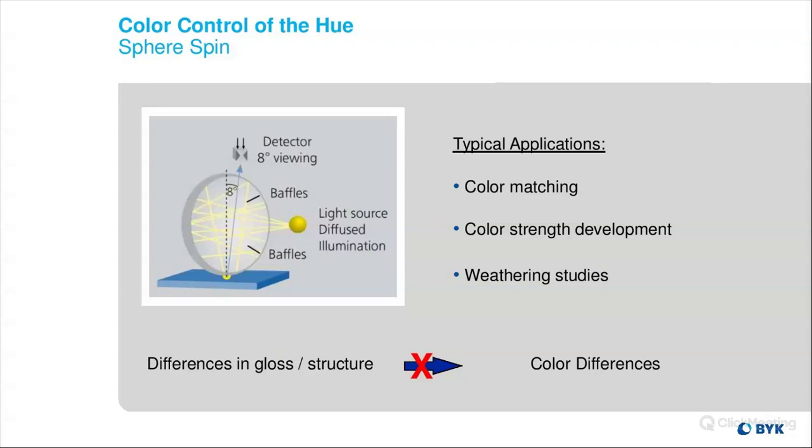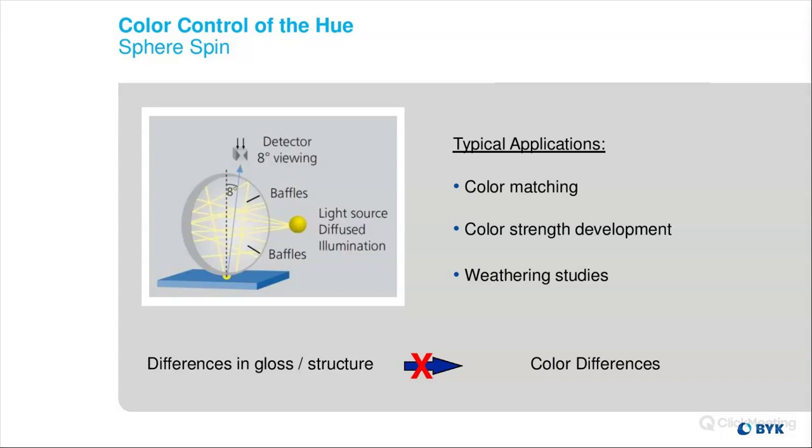Now going into the sphere or the D8 geometries, starting with specular included. So this is the original development of this type of equipment. And what this is useful for is color matching, where you're just worried about the pigmentation differences, for, let's say, weathering studies. Also color strength development, because it's not taking into account the surface structure.